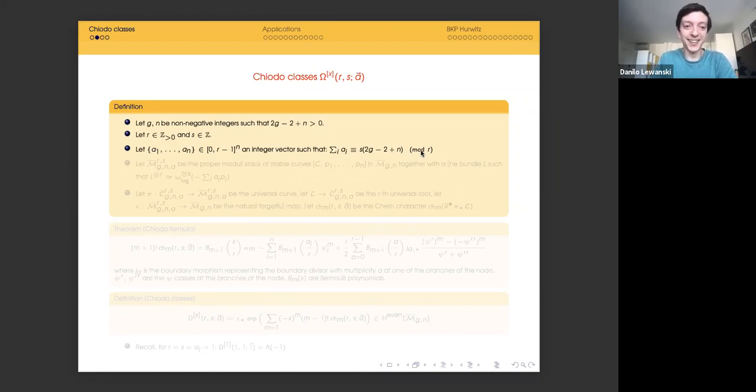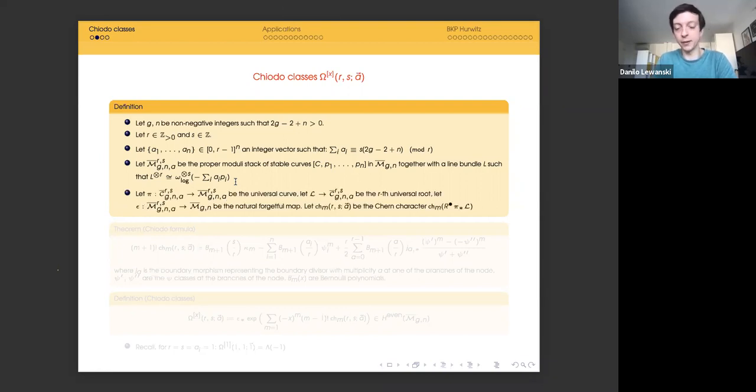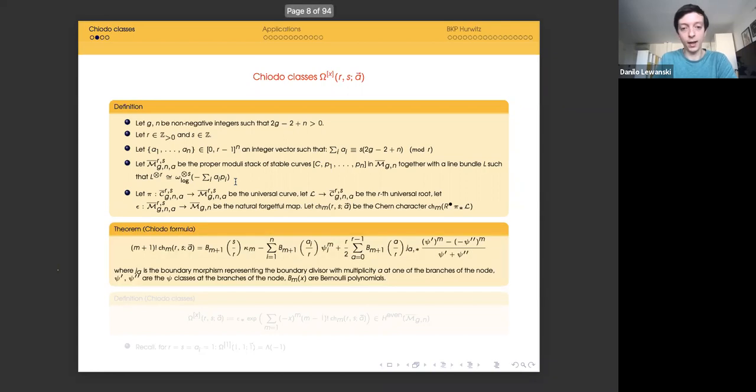Now I want to consider the moduli space of curves C with marked points p1, ..., pn, such that there is a line bundle L that tensored r times is isomorphic to the log canonical to the power s, twisted at the points pi by these coefficients ai, exactly as in Elba's talk. This moduli space has a universal curve, and there is a universal r-th root, and there is a projection to M_{g,n} bar that forgets this spin structure. And so one can consider the Chern characters of this L, and these Chern characters have been computed by Chiodo, and this is the formula.